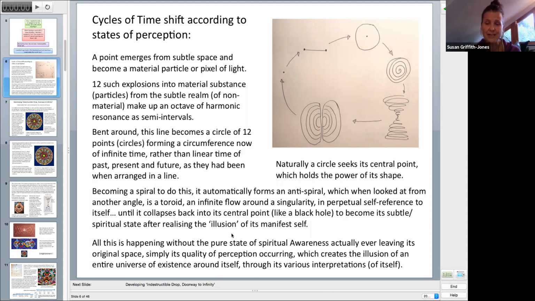And all this is happening, so this is kind of a relative appearance, all this is happening without that pure state of spiritual awareness actually ever leaving its original space. Simply its quality of perception is occurring. And this is creating the illusion of an entire universe of existence around itself through its various interpretations of itself. Simple as that, no more than that. Otherwise, we are just pure awareness.